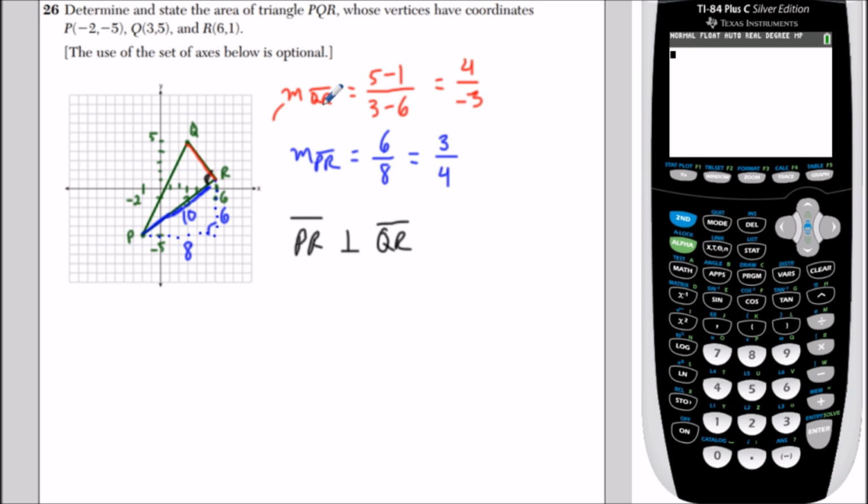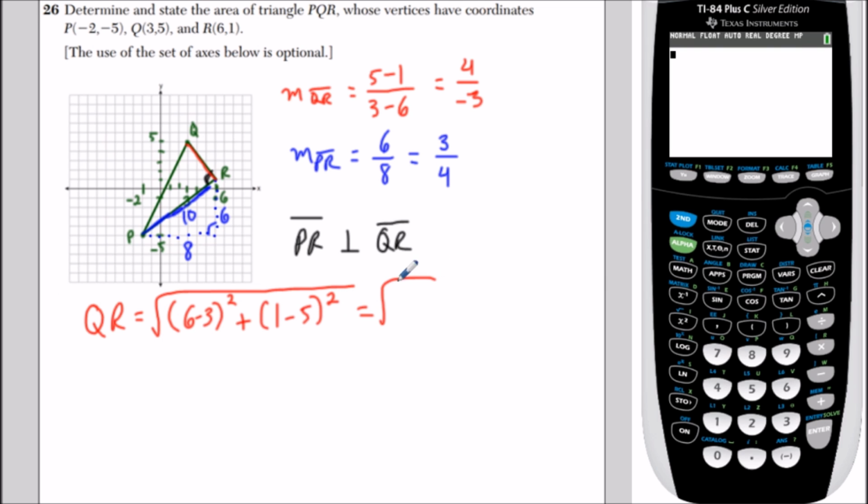But now let's say I want to find QR using the distance formula, since I used the formula to find the slope. Then the distance for QR would be, I would do the square root, and now we're doing the difference in the x value, so I'm doing 6 minus 3, and we're squaring that, plus the difference in the y values, now we have 1 minus 5 squared. And this is going to simplify to 3 squared is 9, -4 squared is 16, and the square root of 25 is 5. So QR is 5 units long.